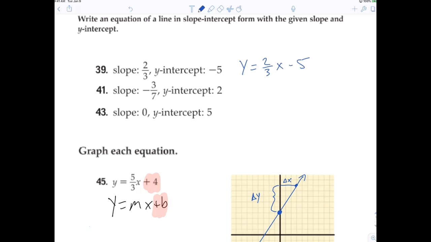All right, then give me 39, or give me 43. What's the answer to 43? y equals 0x plus 5. Now, really, do I have to say 0x? I can just say y equals what? 0 times x is what? So do I have to say anything about the 0? No, I can just say y equals 5. 0x plus 5 is still just 5. If you write y equals 0x plus 5, I don't care. It just means you're not listening.